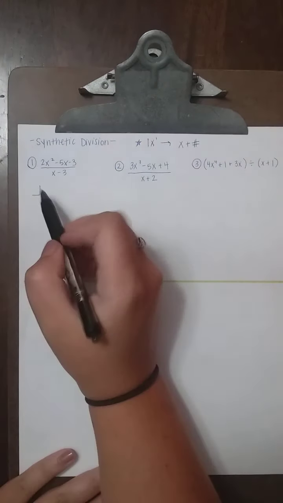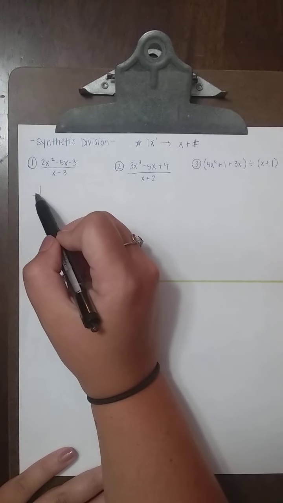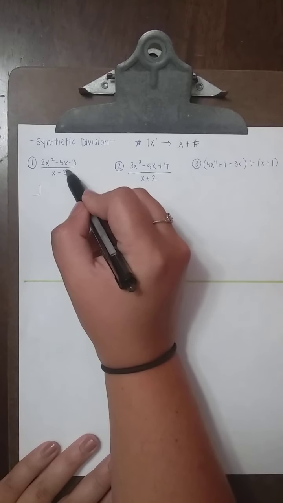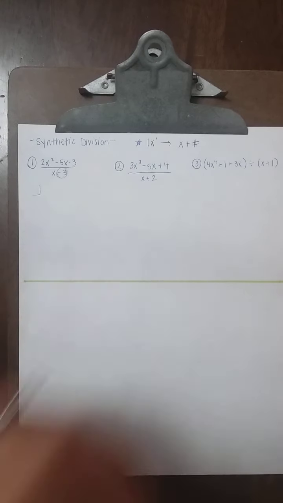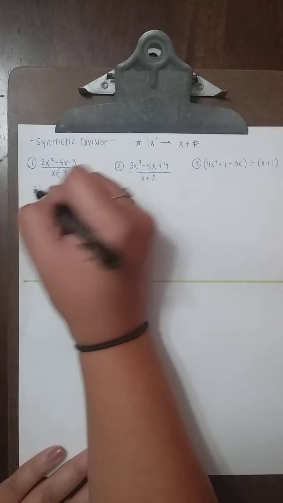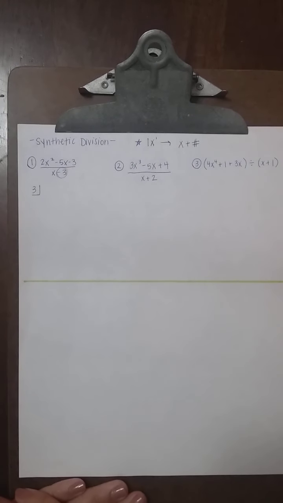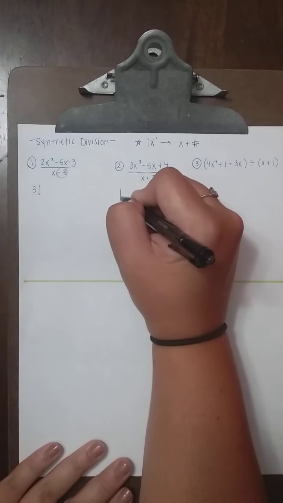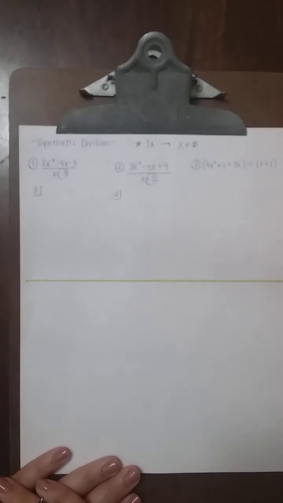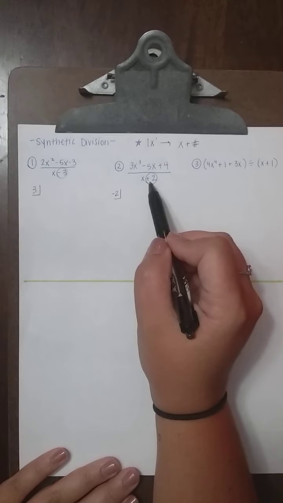All right, in that box, you're going to put your root, right, which we're not going to really get into, but it's the opposite sign of what you're dividing by. So here I'm dividing by x minus 3, so I'm going to put a positive 3 in the box. Right, for this one, when I set up my box, I'm going to put a negative 2. Right, so you put the opposite sign of whatever number you're dividing by in the box.